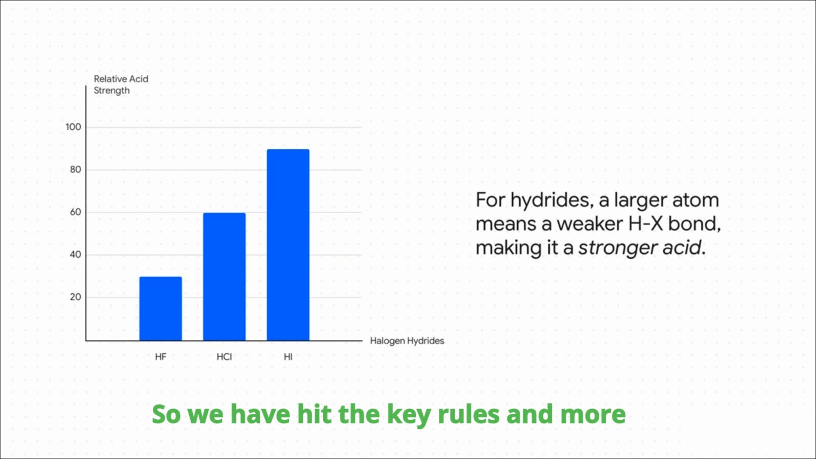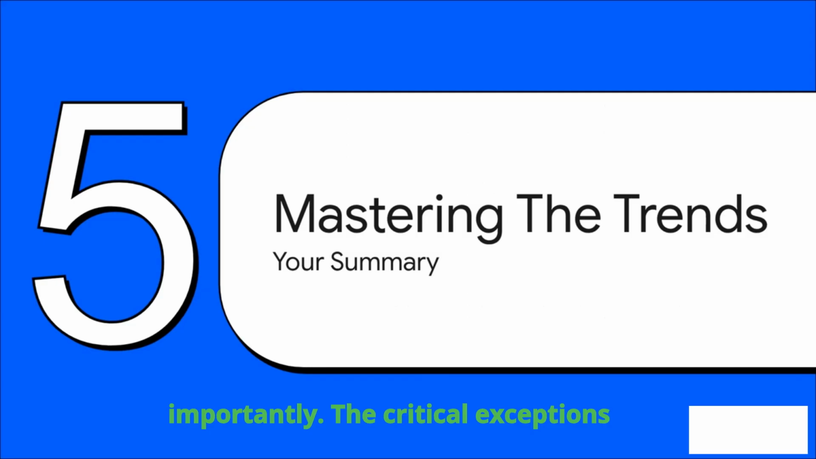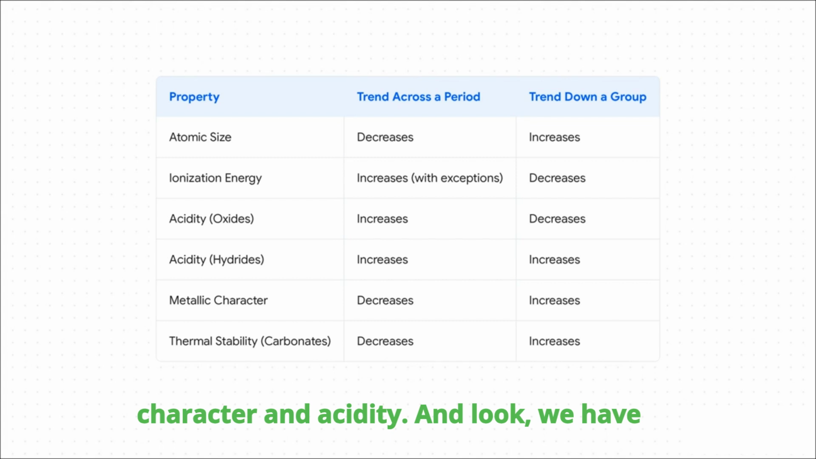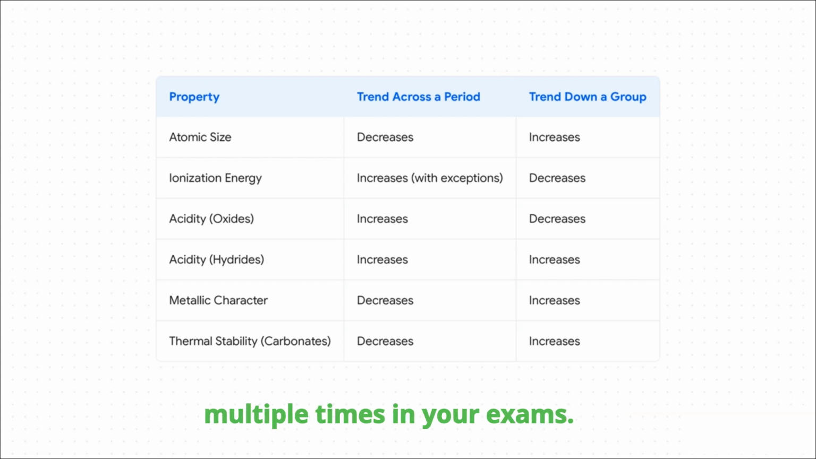So we have hit the key rules and, more importantly, the critical exceptions also. Let's pull it all together right now. And here it is, your ultimate cheat sheet. We have got size, ionization energy, metallic character, and acidity. And look, we have even added the thermal stability of carbonates. These questions are asked multiple times in your exams.